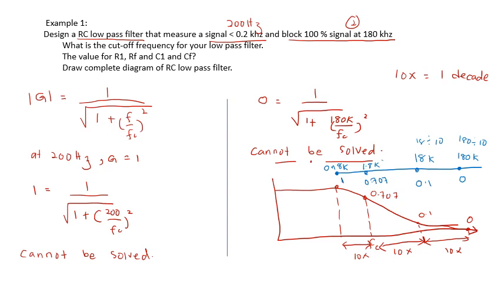Based on this knowledge, we should be able to predict our fc. It is at 1.8 kilohertz, because 100 times lower than 180K gives us gain 0, 10 times lower gives 0.1, another 10 times lower gives 0.707, and another 10 gives us 1. Therefore our fc is equivalent to 1.8 kilohertz, or 1800 hertz.